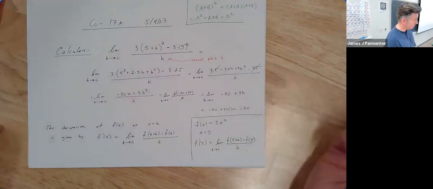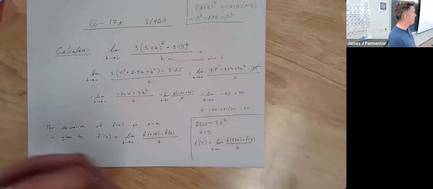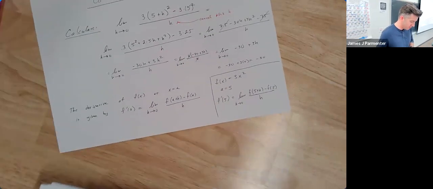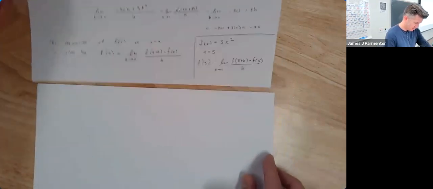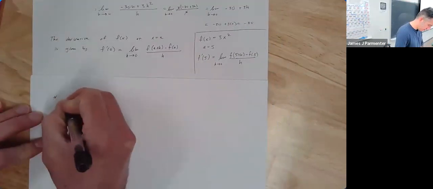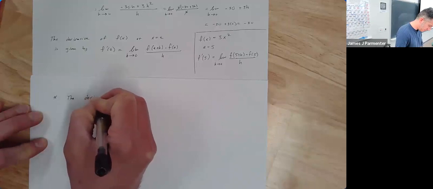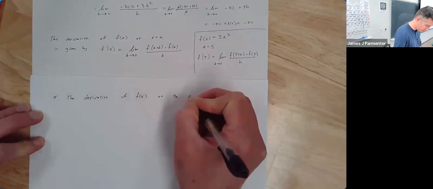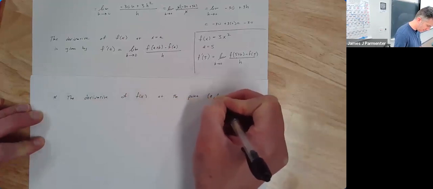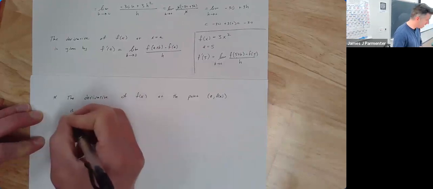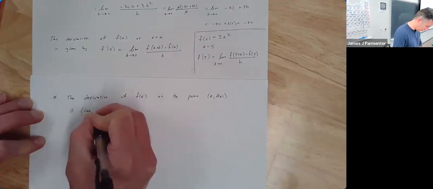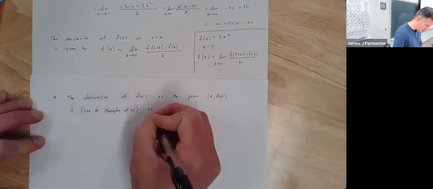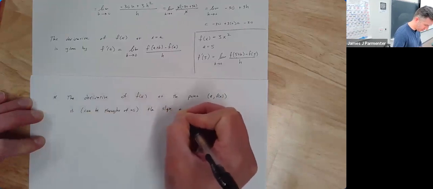A couple other things to observe here. This is how you find the slope of the tangent line at a point. So it's very important to know one interpretation of the derivative of a function at a point. So the derivative of f of x at the point a comma f of a is, or I should really say, can be thought of as the slope of the tangent line at that point.